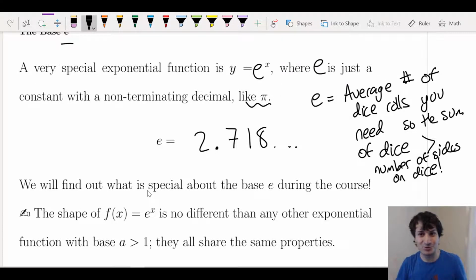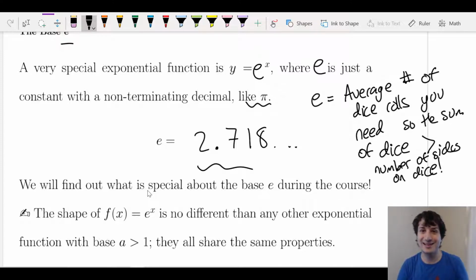The same kind of thing works for 20-sided dice. 1 dice roll, not enough. 2 dice rolls, probably enough, but maybe not. 3, almost definitely enough, but maybe you need more. And e is the average number you need. So that's why e is sort of between 2 and 3. 2, not always enough. 3, most of the time is enough. And that's why e is between 2 and 3.